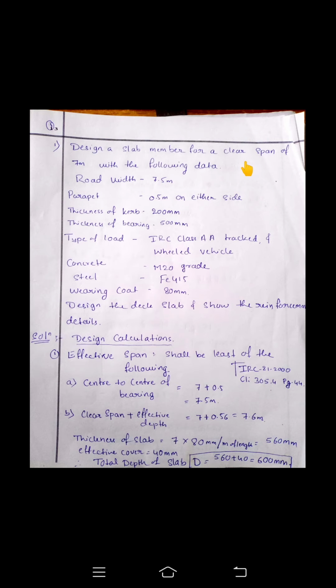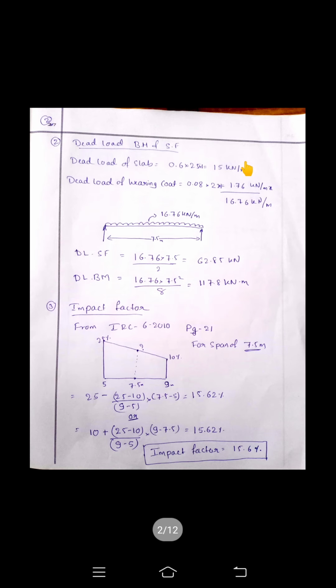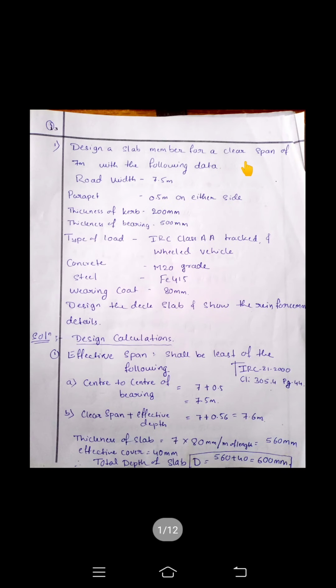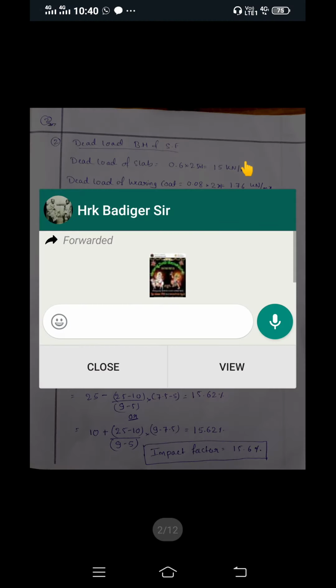Now let us come back to the clear span plus effective depth. Clear span is 7 meter, effective depth is 0.56 meter, so it becomes 7.56 meters. Correct. So we have to consider the least among these two. Whichever of the two results you compare, the least one we have to consider for our design purpose.